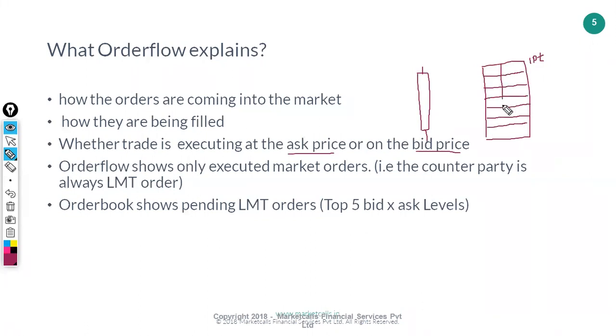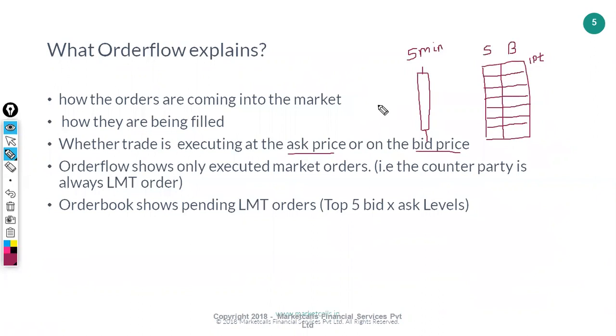into 2 blocks. One is the buyer block, which is on the right hand side, and the other is the seller block, which is on the left hand side. As the auction kicks in, let's say this is a 5-minute candle, or whatever it may be.